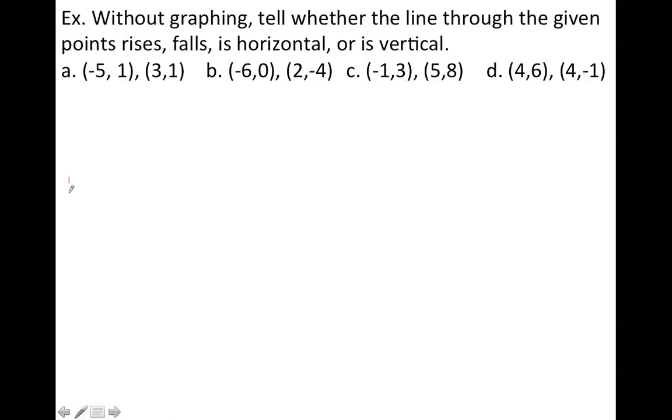Alright, for A, you should have got a slope of 0. Remember to reduce it all the way to 0. And to classify this, that is a horizontal line. Moving on to B, you should get negative 1/2 for your slope. Since it is negative, that means our line is falling. For C, you should get a positive 5/6 as your slope. And since it is positive, that means our line is rising.